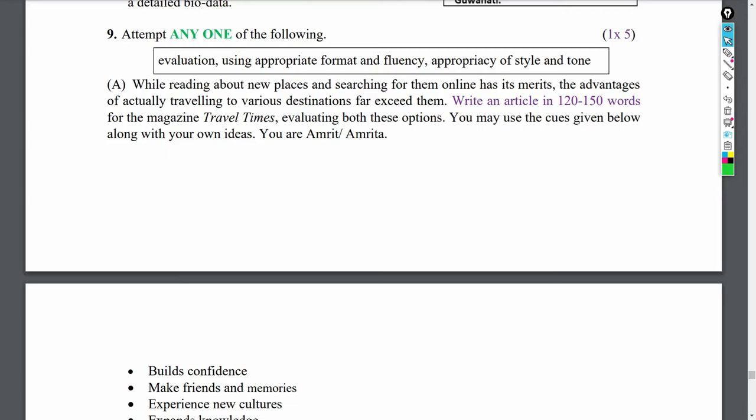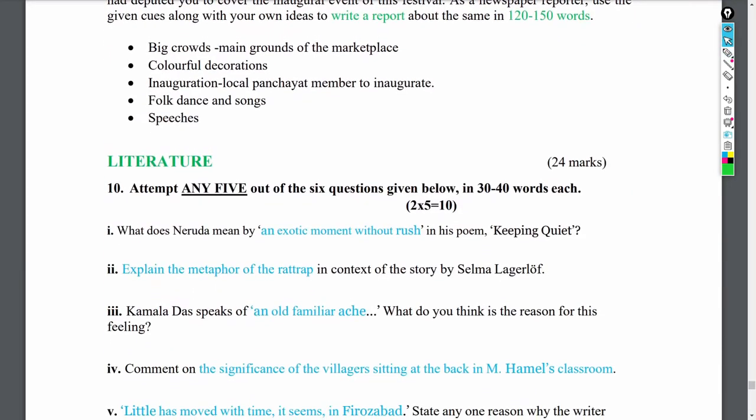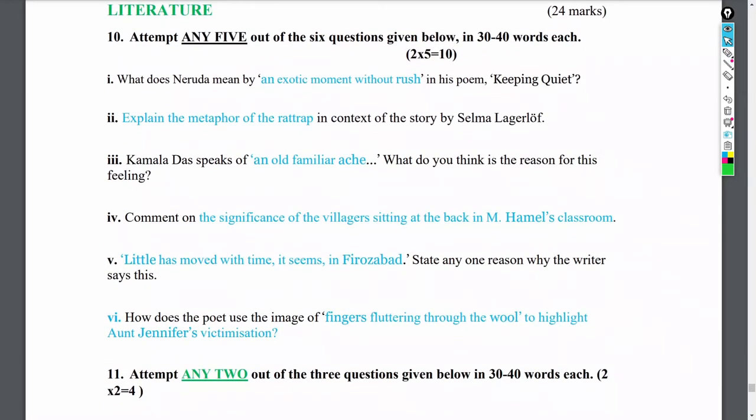Here you see what is the requirement of the question. The writer wanted to talk about the difference between actual seeing or actual experience and the virtual experience in the form of searching on Google or searching on the internet. So some cues or points are also given. On the basis of that, you can write the answer. Now let us go to the next question.